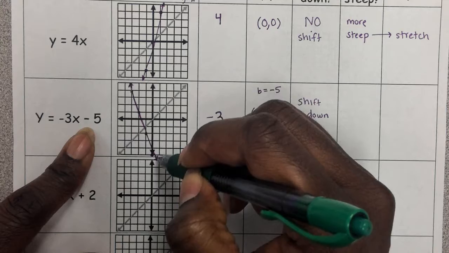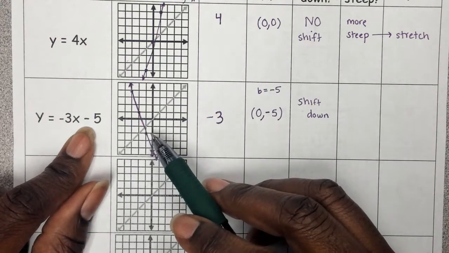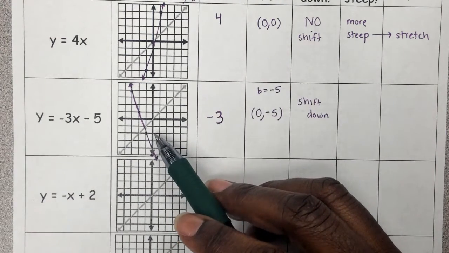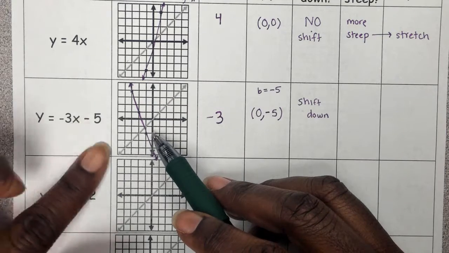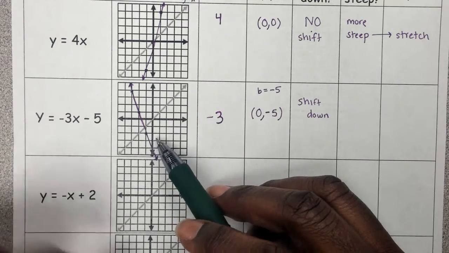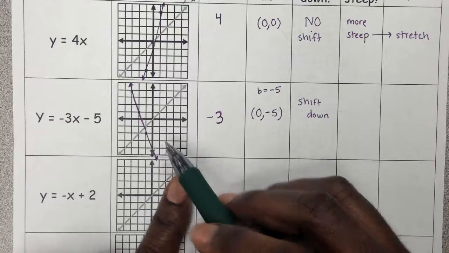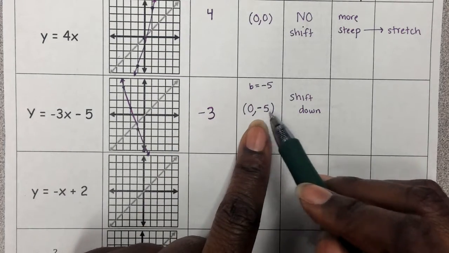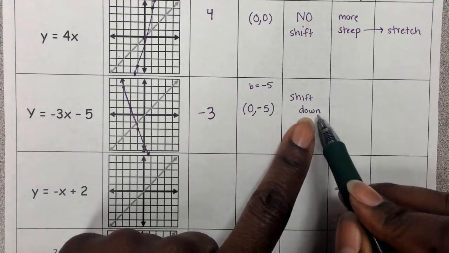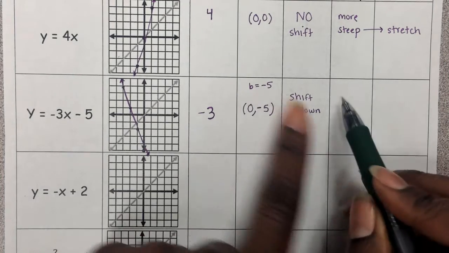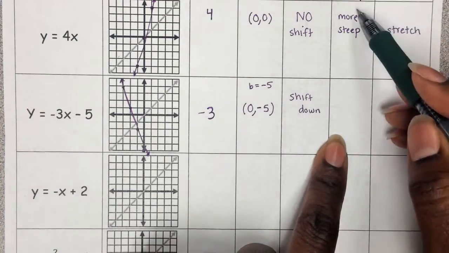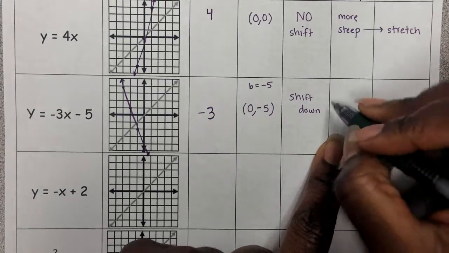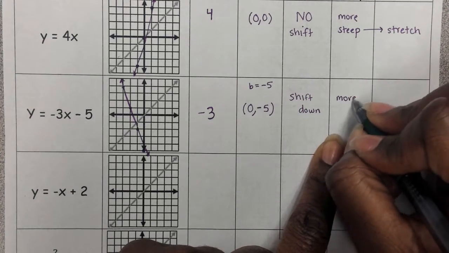Please do not be concerned if you're not good with graphing, because I'm going to show you how to use your calculator to graph it, so you don't have to worry about trying to graph it the quick way. You can just plot your points, okay? And I'll do that next for the next one. So we know our slope is -3, our y-intercept is -5. We know it shifts down because the b is -5, but we need to figure out if it's more or less steep. Once again, this one is definitely going to be more steep.